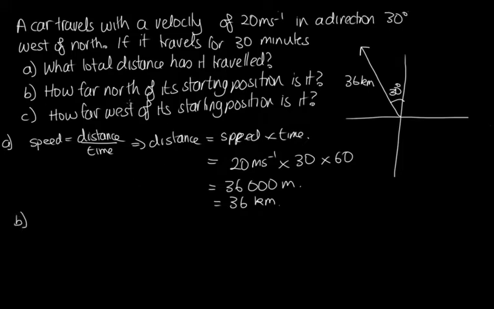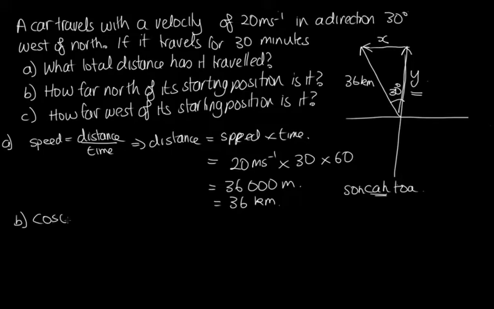Now part B says how far north of its starting position is it? Okay, so we can break this vector into components. We've got a westerly component there and a northerly component there. Let's call the northerly component y and the westerly component x. And once again, we'll need to use trigonometry, so let's use SOHCAHTOA. First of all, we need to find out this northerly component. Now, this is adjacent to this angle because it's right next to that angle, and we also know the hypotenuse. So we'll need to use cos.